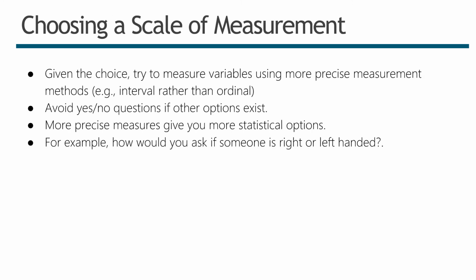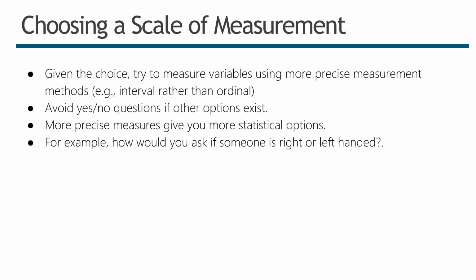So for the examples you're going to be working with in class, you don't really get to choose how you're going to measure variables. But after you take this class, you may very well have the opportunity to decide how to measure some variables. And given the choice, always try to measure variables using more precise measurement methods. Try to use an interval scale of measurement rather than nominal or ordinal.